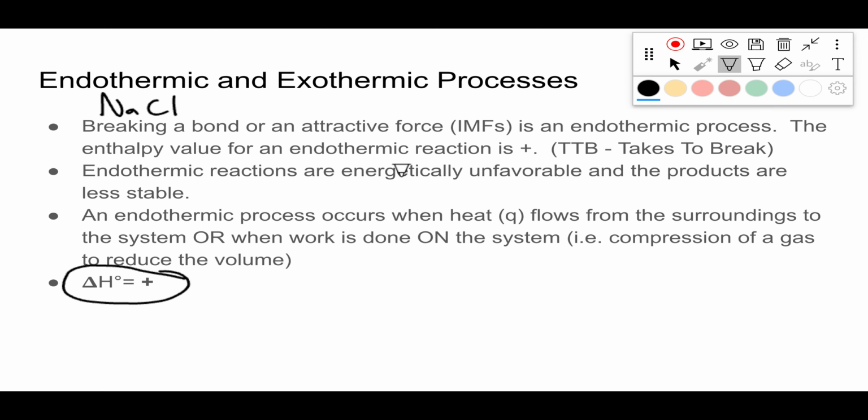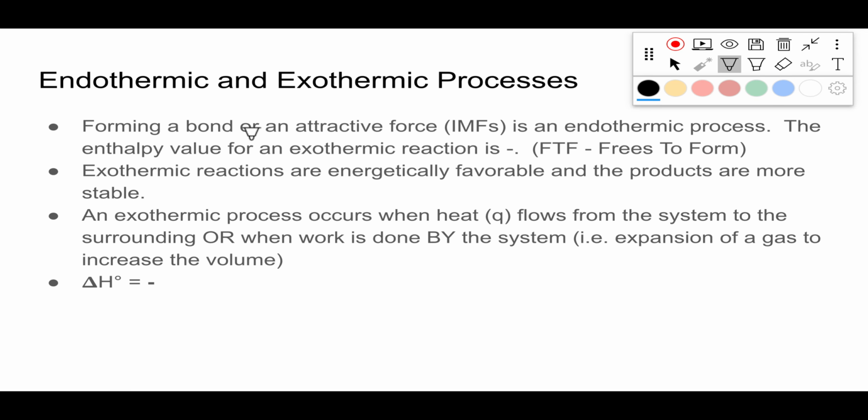These endothermic reactions are what we call energetically unfavorable. It doesn't really want to happen on its own. We have to do something to help it, and the products are typically less stable. In these reactions, heat is going to flow from the surroundings to the system, so energy is going to come from outside of the system and flow into it. We don't deal with a lot about work in AP chemistry, but work is done on the system, like when we compress a gas or reduce the volume.